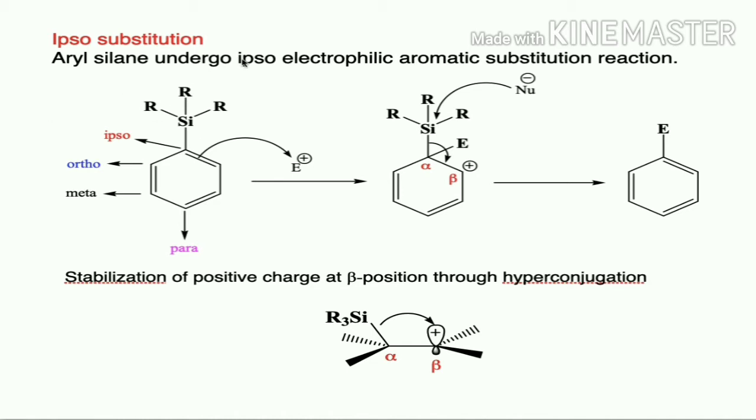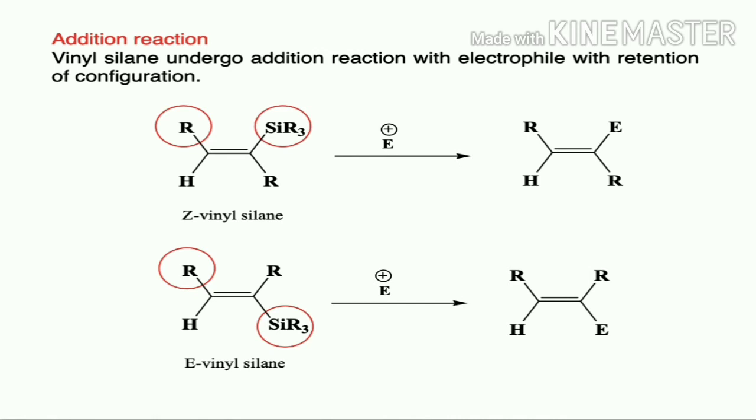So this is very important. If you have aryl silane, then you can expect ipso electrophilic aromatic substitution reaction. So this is a very important reaction of aryl silane. Even in presence of alkene also the same thing will happen. Means the beta position will be stabilized by hyperconjugation. So next reaction is addition reaction.